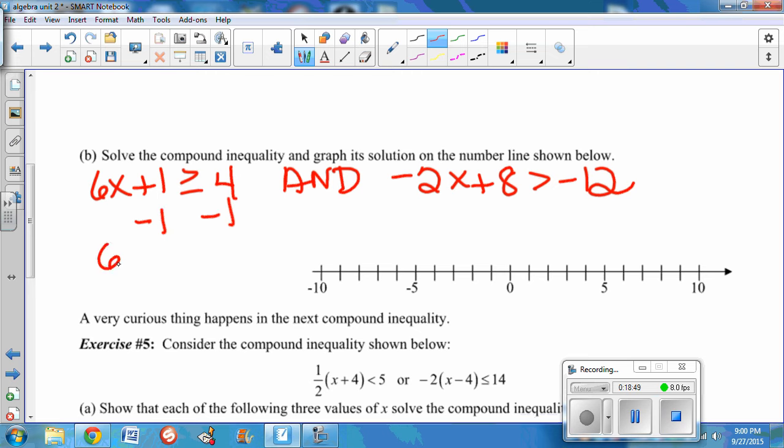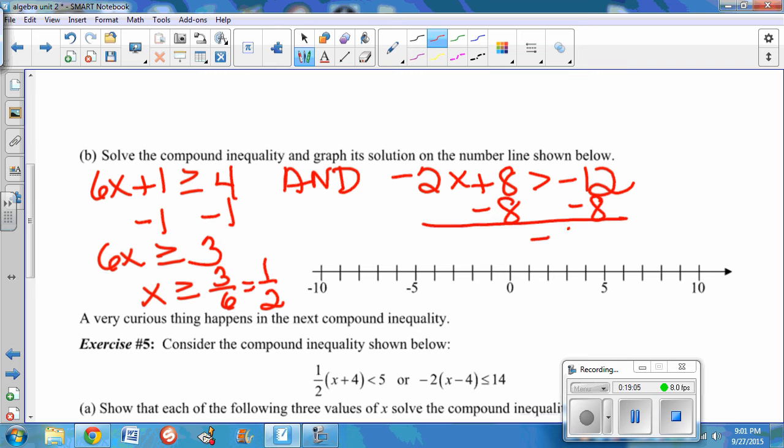So I'd start and I would subtract, and x is greater than or equal to 3/6, or we know that to be 1/2. And then over here, -2x is greater than -20. Oh, let's be real careful. So I'm dividing by a negative. We learned last lesson why that happens. Okay, we've got to switch the direction of the sign, where x is less than 10.